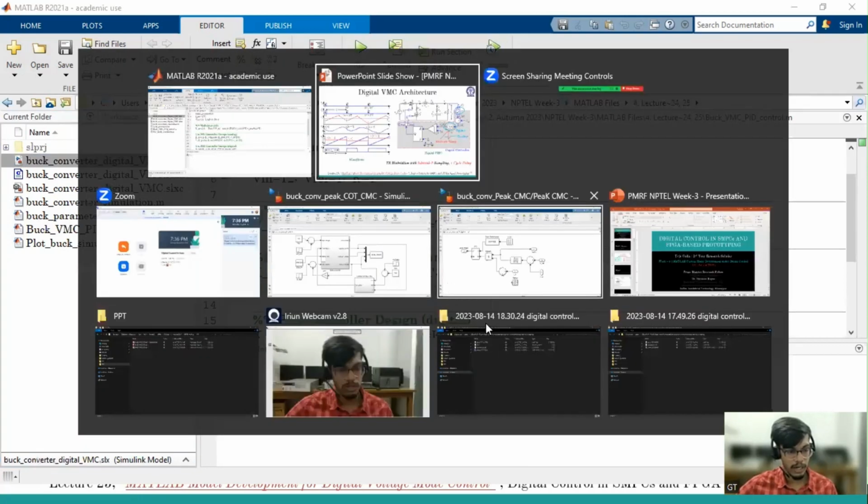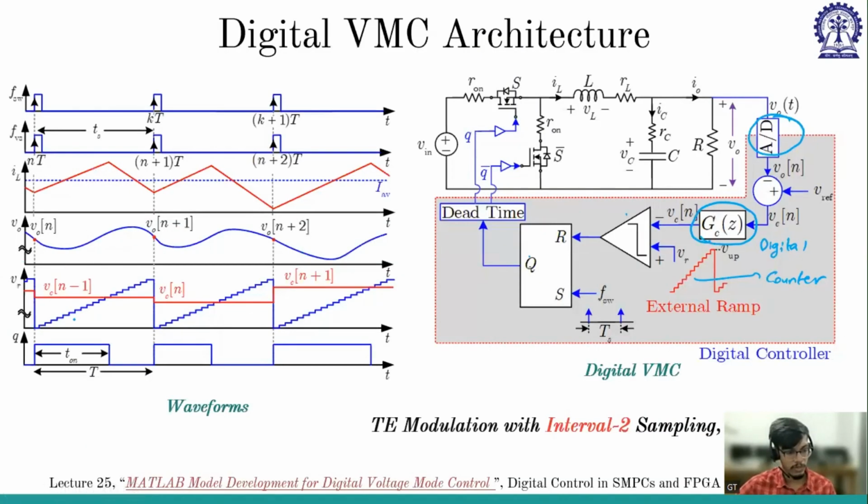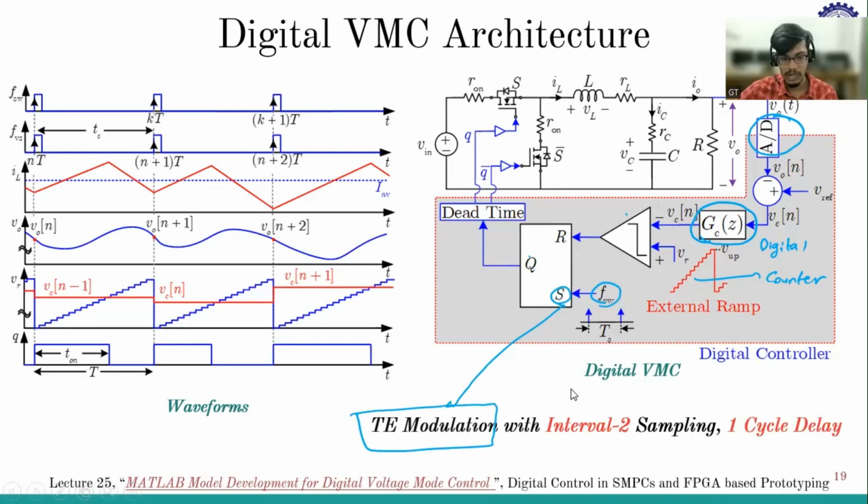So again, is this trailing edge modulation or leading edge modulation? It is trailing edge because set is being done by FSW. So that's why it is trailing edge modulation. And whether it is interval 1 sampling or interval 2 sampling, how do I say? We have to check where the sampling is happening. As I told, we will not sample exactly at this point because there will be noise. So we'll sample just before this. So the sample is being taken here, and this is interval 1, and this is interval 2. So this is interval 2 sampling, and we are considering 1 cycle delay.